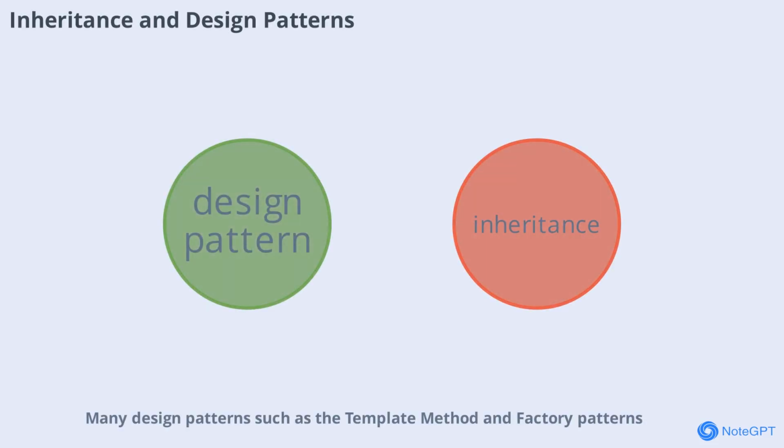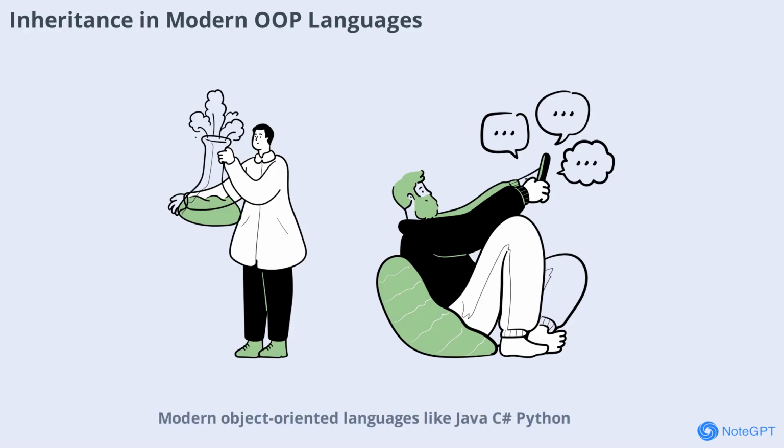Many design patterns, such as the template method and factory patterns, rely on inheritance to provide flexible and reusable solutions. Understanding how inheritance works is key to applying these patterns effectively and building robust software architectures. Modern object-oriented languages like Java, C#, Python, and C++ all support inheritance, though each has its own rules and best practices. Understanding the specifics of inheritance in your chosen language is important for writing effective and idiomatic code.